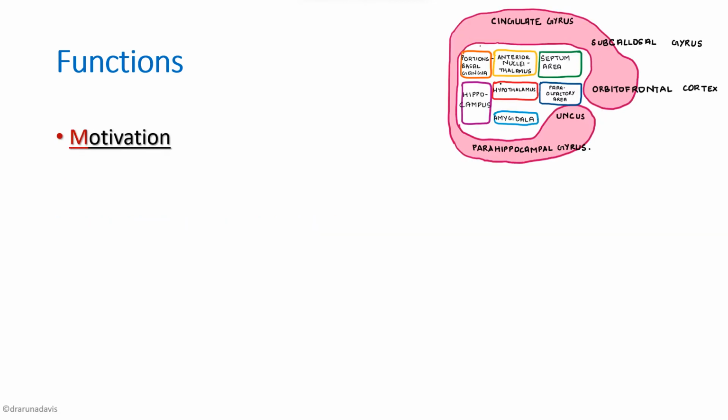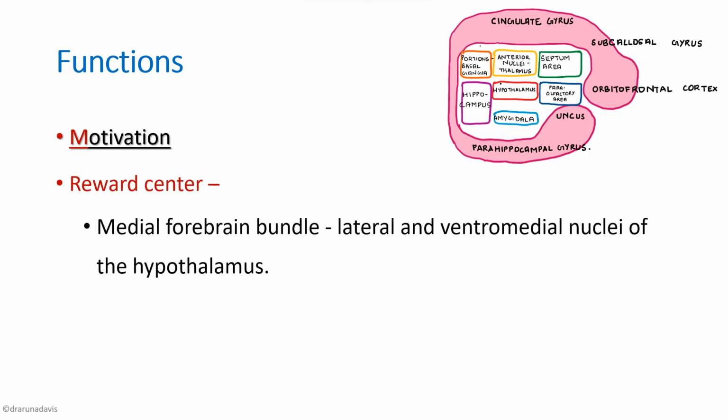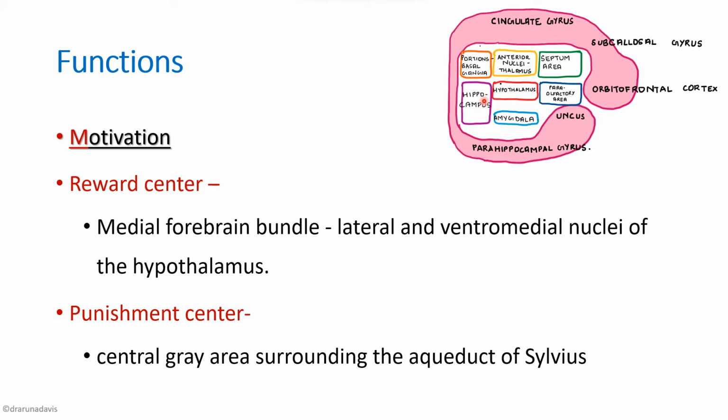The next function is motivation. How is the limbic system involved in motivation? In our body we've got a reward center, which is mainly near the median forebrain bundle, especially the lateral and the ventromedial nucleus of the hypothalamus. And we've also got a punishment center, which is the central gray area surrounding the aqueduct of Sylvius. Because of these two areas, we can be motivated as well as change our behavior. For example, if we know that we've got a reward for something, we'll do that particular task more, right? So like that, the limbic system is involved in motivation.